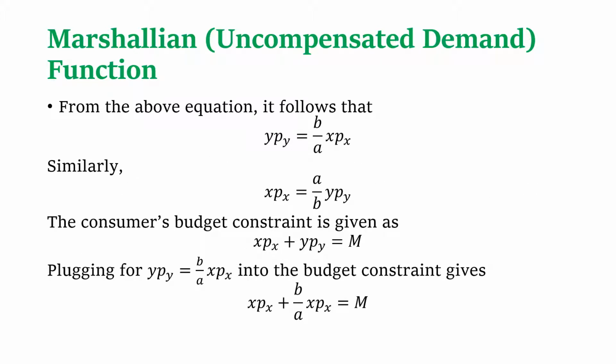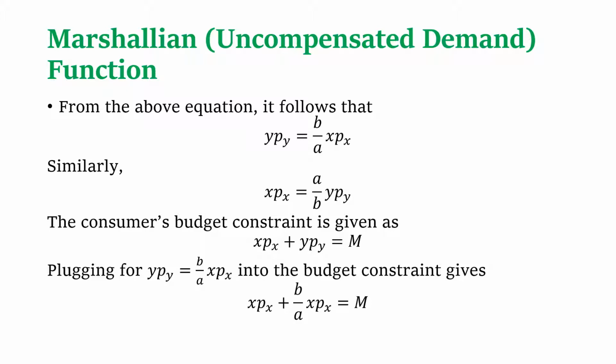So once we have that, we can solve for ypy by just cross multiplying. And then we have ypy equals b over a times xpx. Similarly, xpx here is just a over b times ypy. All you need to do is cross multiply, bring the a here, and then bring the b, or multiply both sides by what? A over b. That becomes a over b ypy.